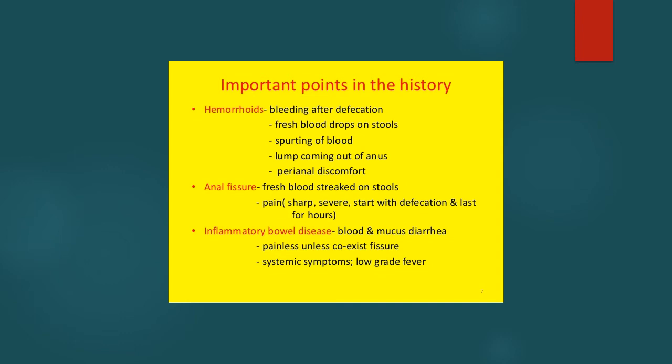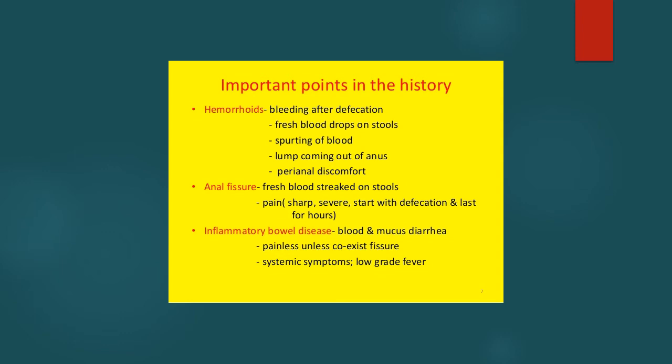Okay, this slide shows you some important features of this bleeding tendency. In hemorrhoids, bleeding after defecation is classical. Fresh blood drops on stools, spurting sometimes of blood, lump coming out of the anus associated with bleeding, and perianal discomfort. Okay, not so much of pain, more of discomfort.